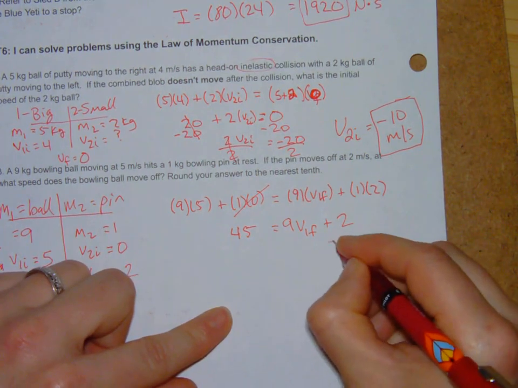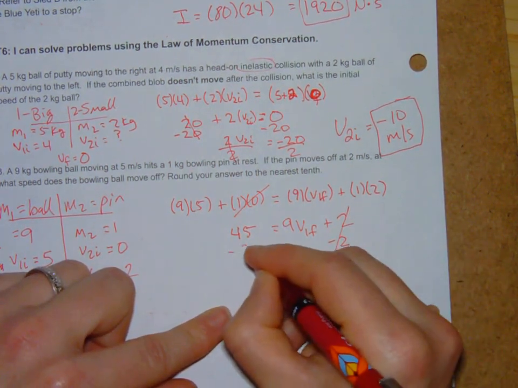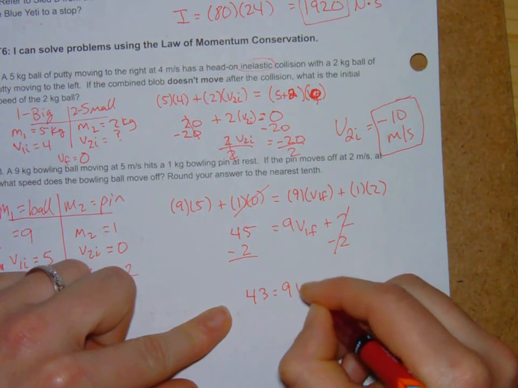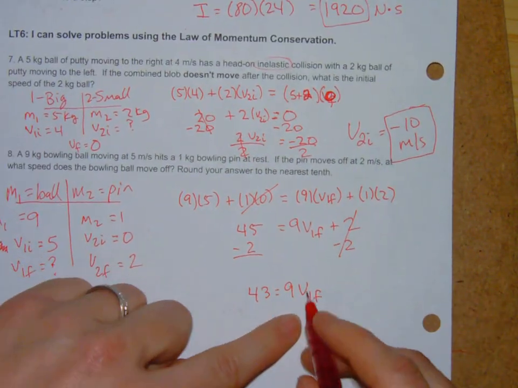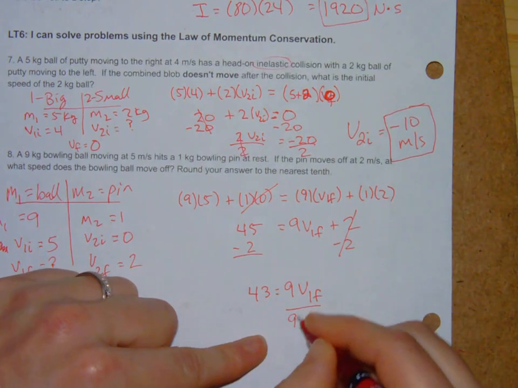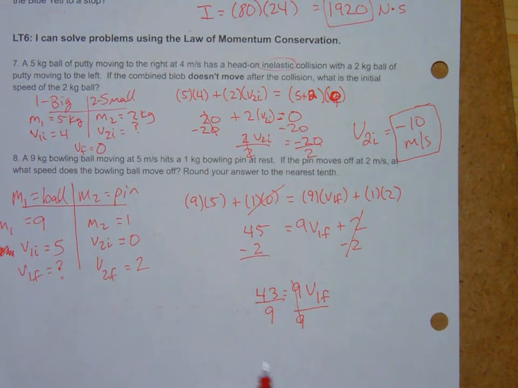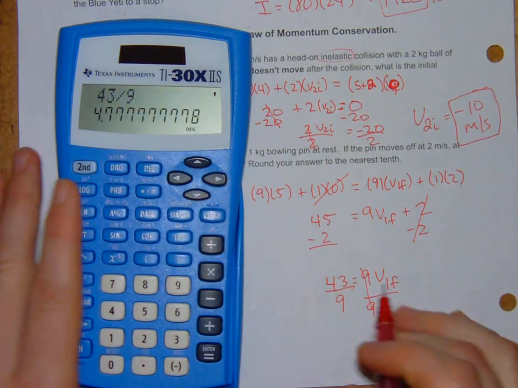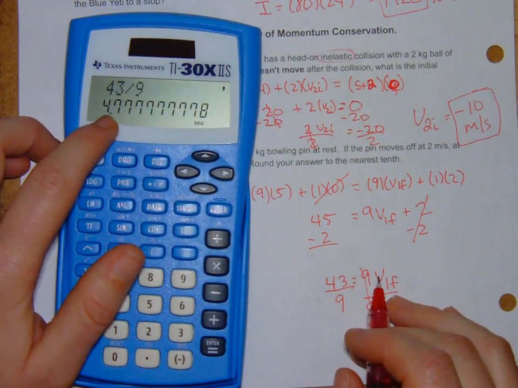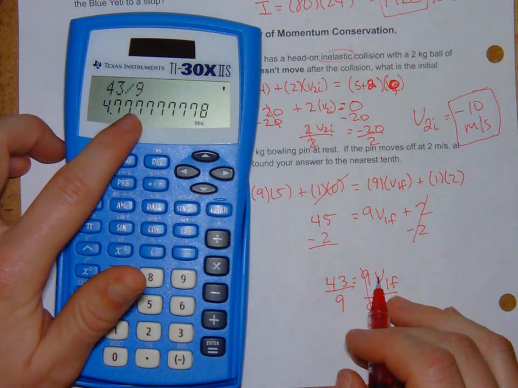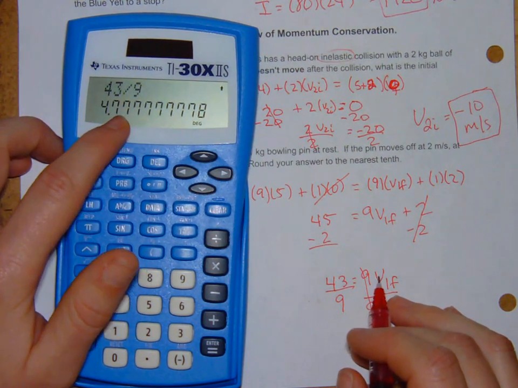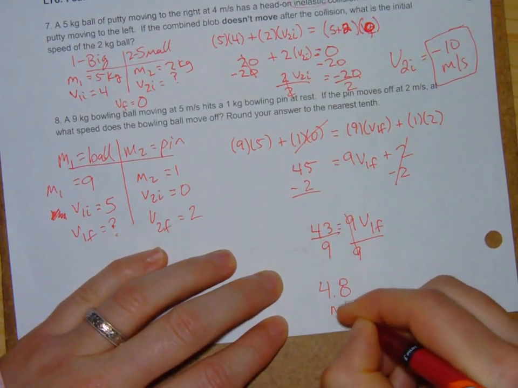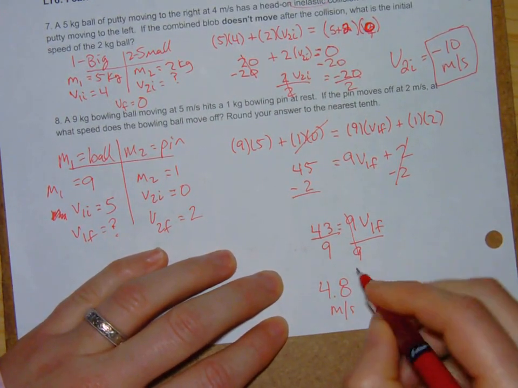Order of operations, we do the adding and subtracting first. Subtract 2. So 43 equals 9 v1f. No different than if it was 9x. We divide by 9, we divide by 9, and 43 divided by 9 is 4.77 forever. We want the tenth, and the hundredth says that we round that 7 up. So the final speed of that bowling ball is 4.8 meters per second.